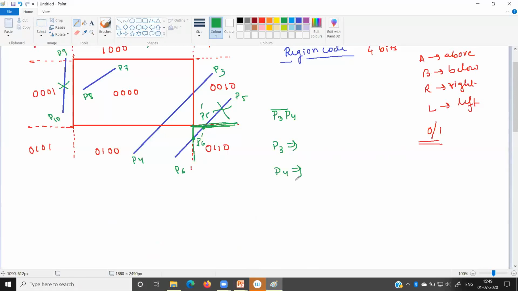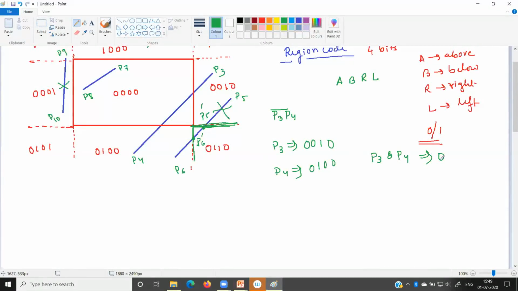As you know, I'm again writing it as left, right, below, and above. This is the position. So the P3 region code is 0010, and P4 belongs to here, it is 0100. If you perform the ANDing operation between P3 and P4, the output will be 0.